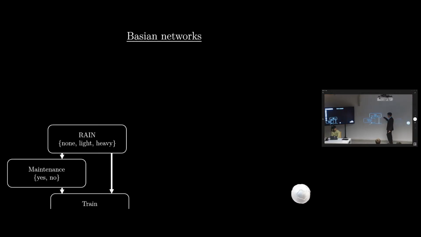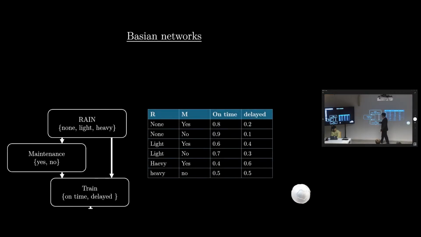Then, the next node, which is train, depends on both the outcome of maintenance and rain. For example, if rain is none and maintenance is happening, then the probability of the train being on time is 80%, and the probability of the train being delayed is 20%. If the rain is heavy and maintenance is happening, then the probability of the train being on time is 40%, and being delayed is 60%.